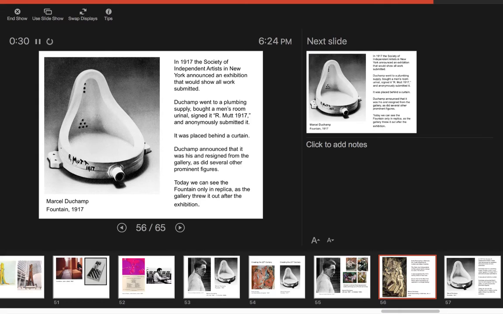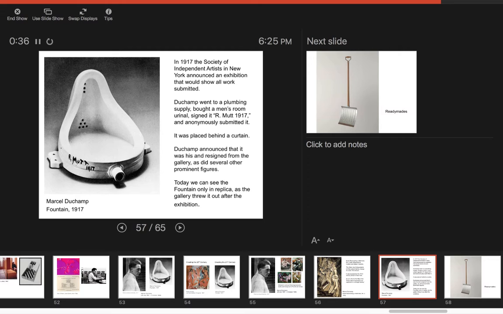So then, 1917, the Society of Independent Artists in New York announces an exhibition that would show all work submitted. We're not going to do what those cowardly French are doing and turn stuff down. We'll take everything. So Duchamp was on the board of the gallery. He immediately left, and he went to a plumbing supply on Fifth Avenue and 8th Street, which is obviously not there anymore, and buys a urinal. And he signs it R. Mutt, 1917, and submits it. Now the gallery doesn't know what to do.